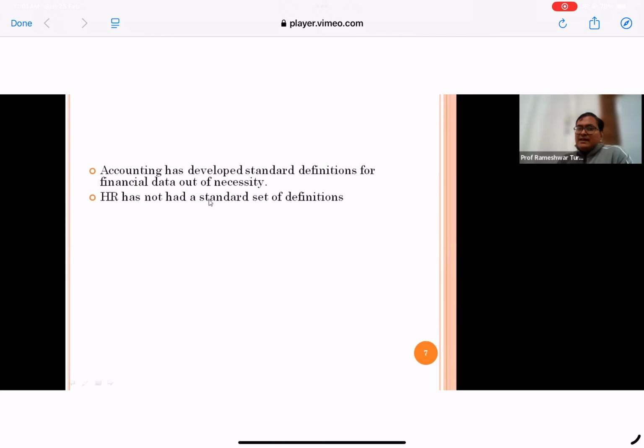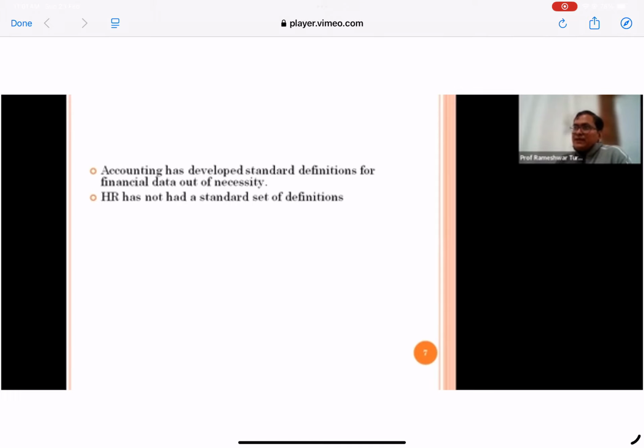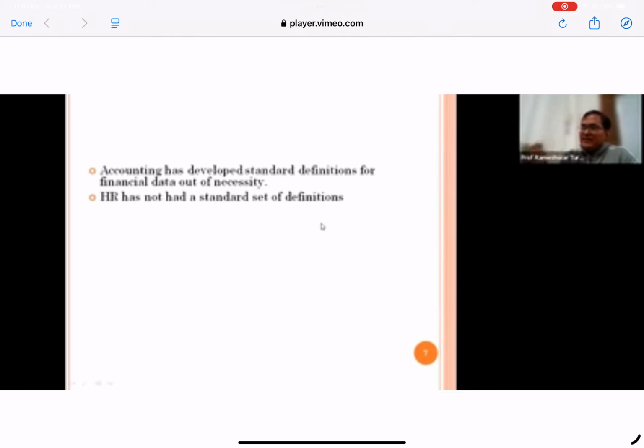HR has not had a standard set of definitions. Please keep it in mind. So if a McKinsey report or some consultancy company report says that time to hire is this much, turnover rate is this much, we should not go with that number only. Look for the formula that is used to calculate it. When you want to make a conclusion for your company, only if it is calculated with that formula can we make it. Otherwise, it's a risky business.